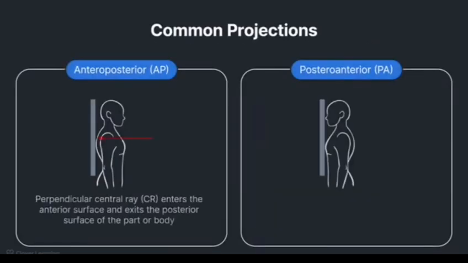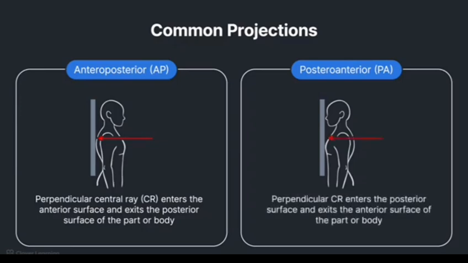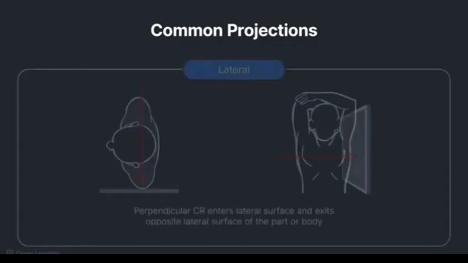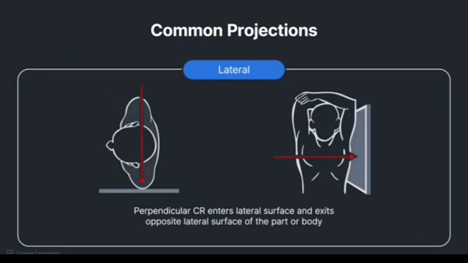AP. Perpendicular central ray, or CR, enters the anterior surface and exits the posterior surface of the part or body. PA. Perpendicular CR enters the posterior surface and exits the anterior surface of the part or body. Lateral. Perpendicular CR enters the lateral surface and exits the contralateral or opposite lateral surface of the part or body.